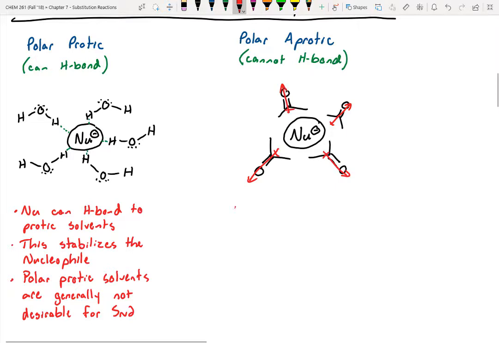Okay, so in this example, let's make a side note that the nucleophile cannot H-bond to the solvent. And is wrapped up less tightly.